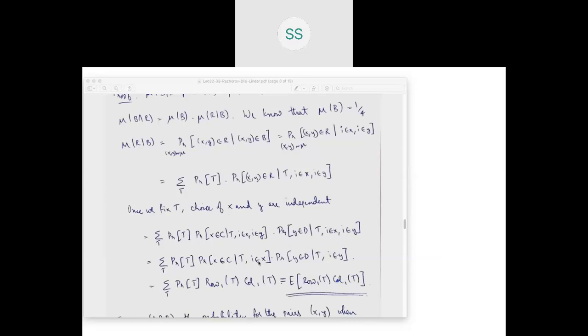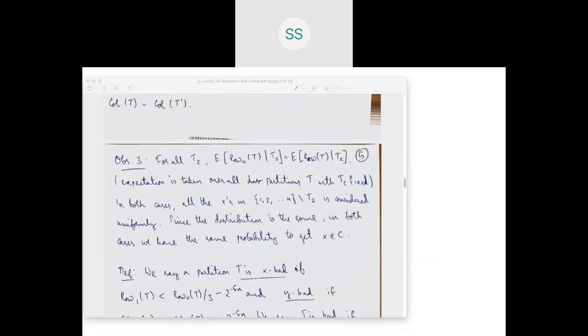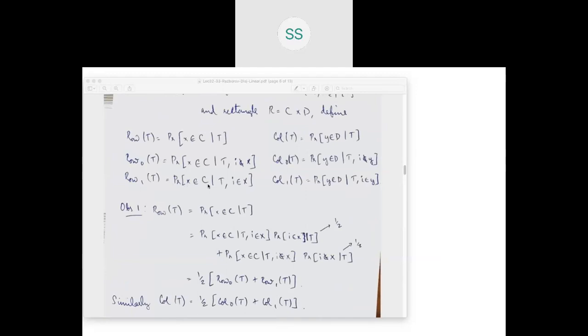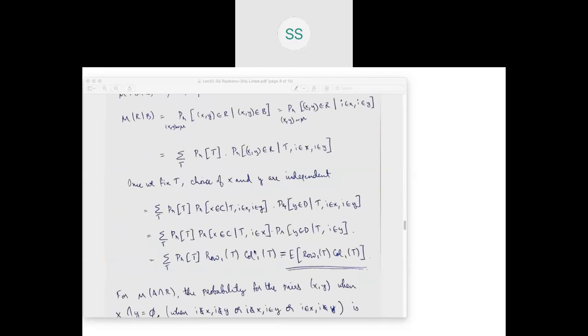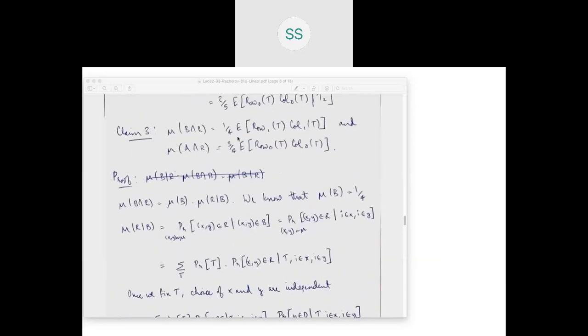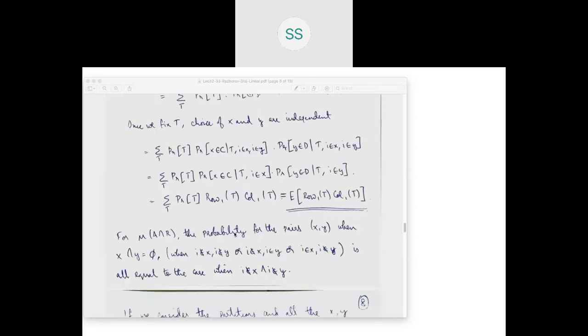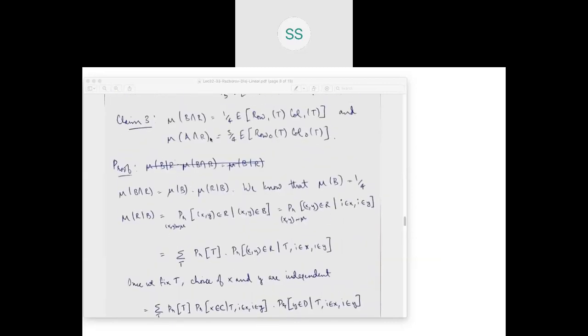Now that we have reached here, this is nothing but row 1 of T and this is nothing but column 1 of T. We can recall that row 1 of T is the probability that X is in C given T and I is in X, and the same for column 1 of T. Now we are taking expectation over all the T, so it's just the expectation of this quantity. So we have proved the first part: mu of R given B is the expectation of this, and mu of B is 1/4. So mu of B intersection R is 1/4 times the expectation of row 1 of T and column 1 of T.